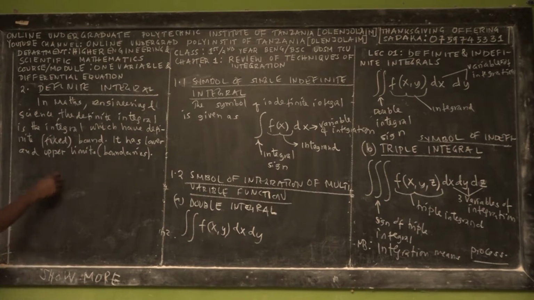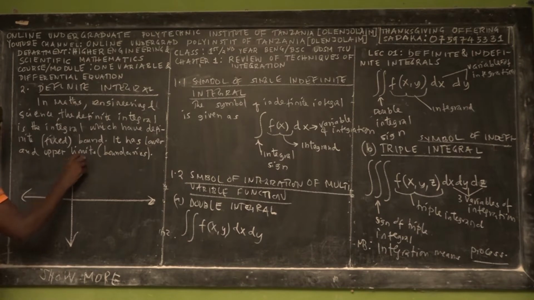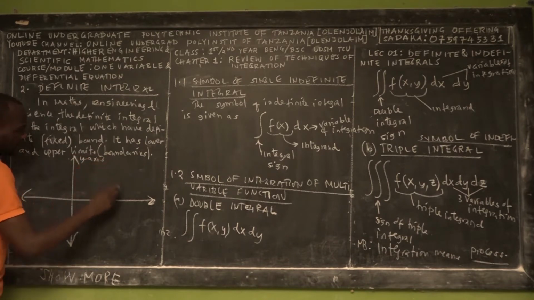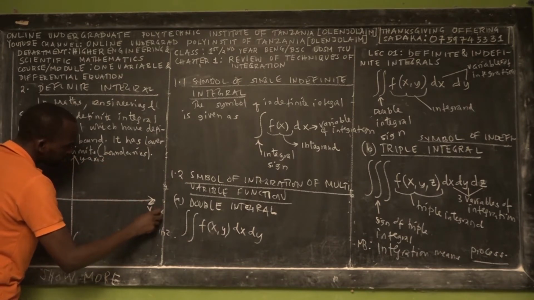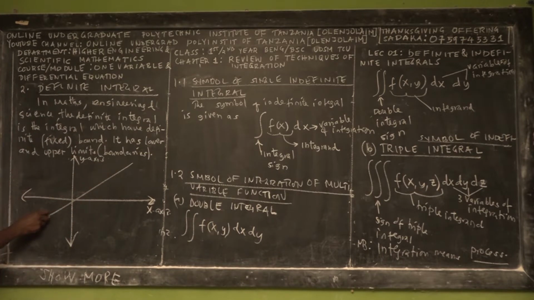When you say bounded integral, for example, if you have a graph like this, let me speak mathematically. This is the graph, and this is the y-axis, and this is the x-axis. Then you have a graph like this. You have a certain graph.